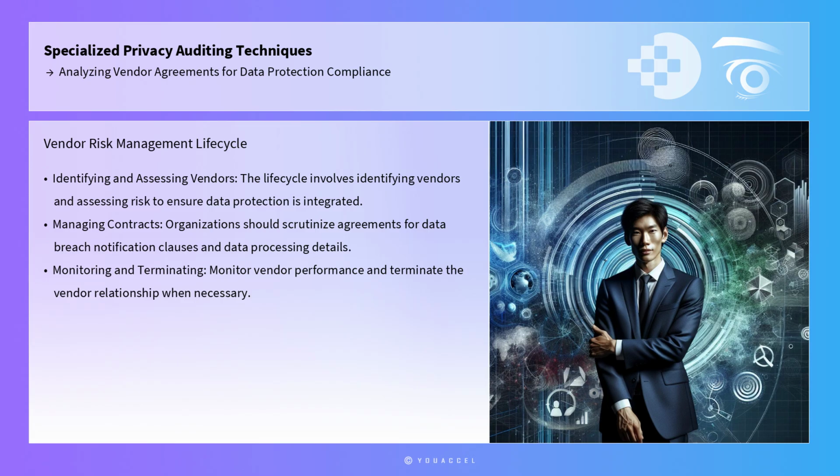Another essential framework is the vendor risk management lifecycle, which involves several stages: identifying vendors, assessing risk, managing contracts, monitoring vendor performance, and terminating the vendor relationship when necessary. This lifecycle approach ensures that data protection considerations are integrated into all phases of the vendor relationship. During the contract management phase, organizations should scrutinize agreements for clauses related to data breach notification, data processing details, subcontractor obligations, and data return or destruction at the contract's end.